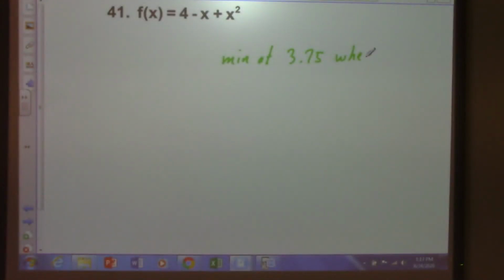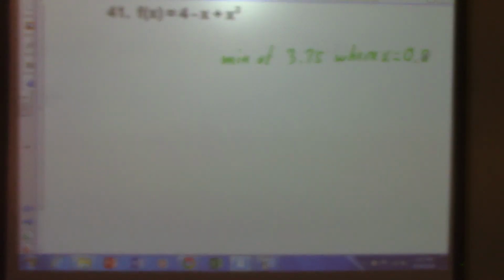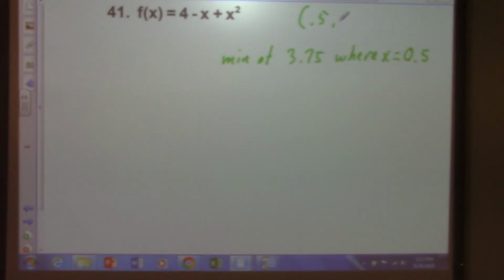So minimum of... Can you not just write it like a point? Like minimum is 0.5, 3.75. Okay, remember the coordinate pair is like 0.5 comma 3.75. Is that what you put?